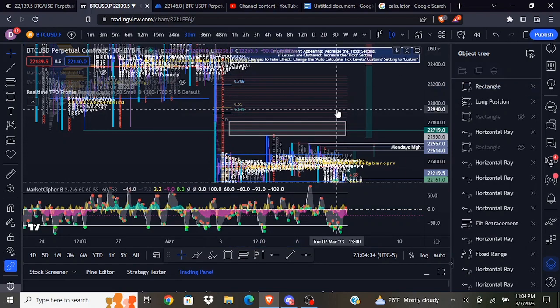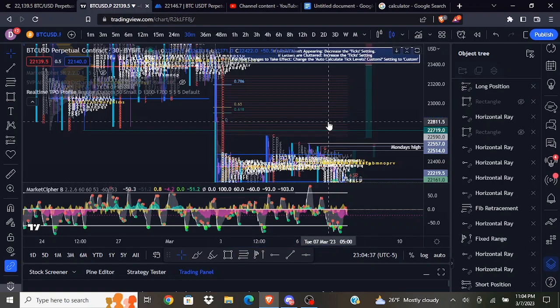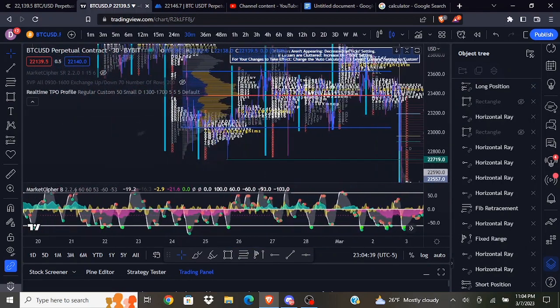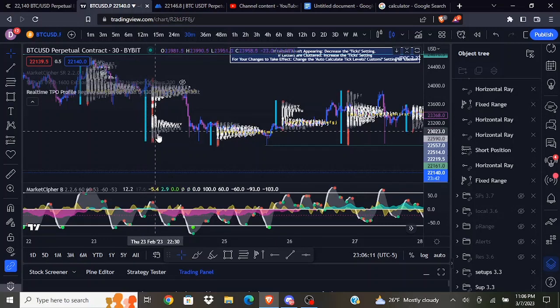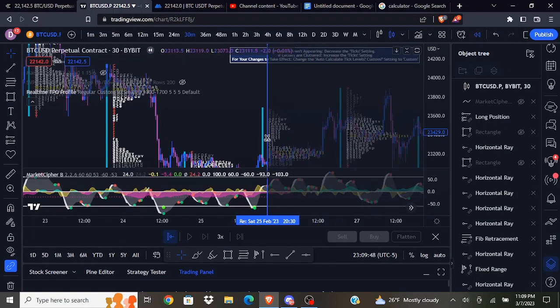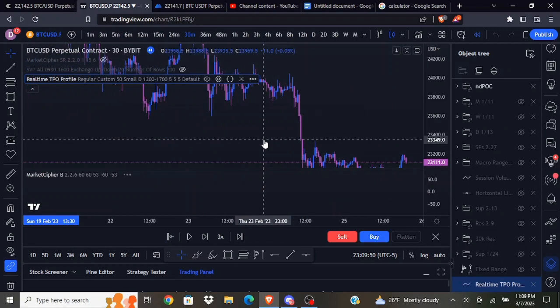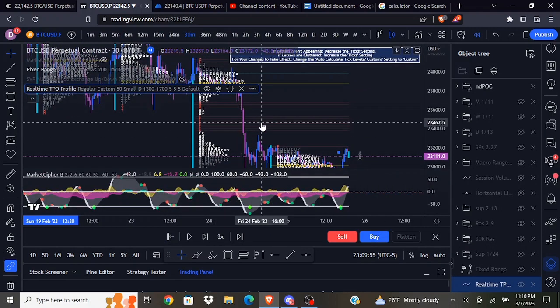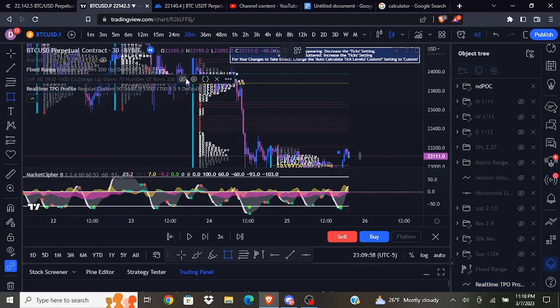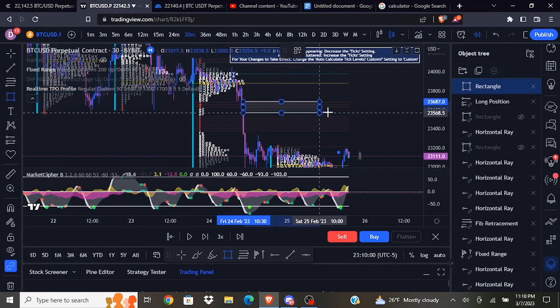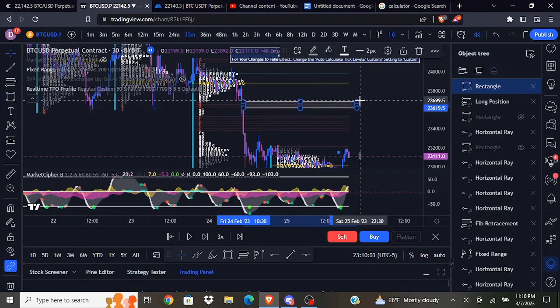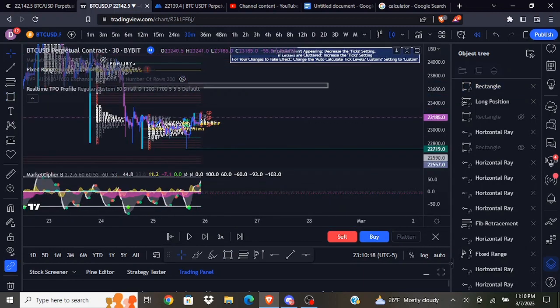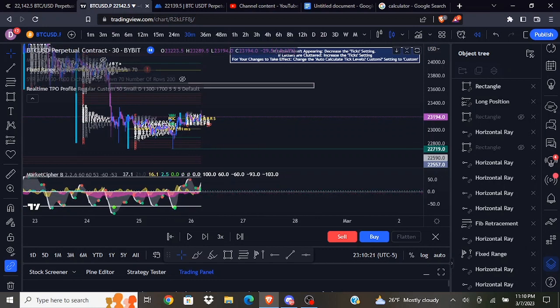But there are better instances where these single prints can give you a bit juicier of levels. And so I'm actually going to use the bar replay tool and show an example here. Okay, so this looks like a decent example here. So going back to February 24th, we had these single prints up here. So we could have marked those out. And let's go ahead and let this thing play out, see what happens as price approaches them.